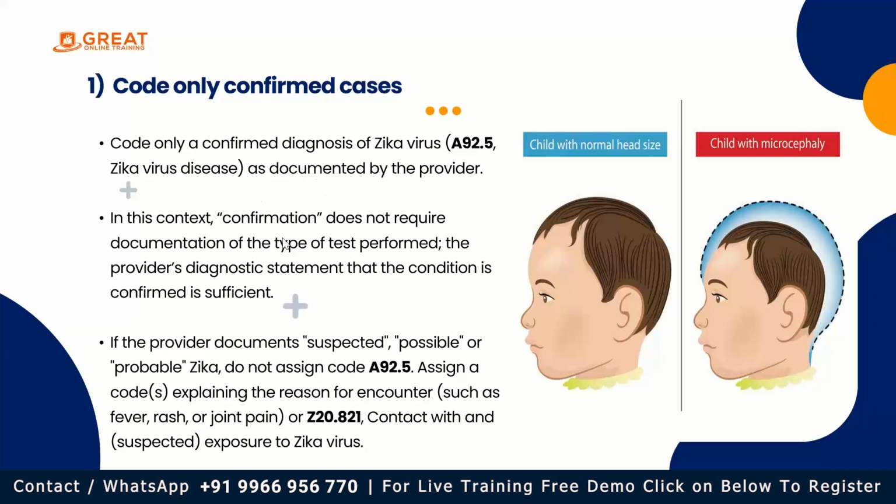So whenever our provider confirms that Zika virus disease or infection is there, in that case only we have to use the A92.5 code. Otherwise, go for symptoms like fever, rash, any symptom the patient comes with. Or if suspected contact with Zika virus is there, we have to use Z20.821.